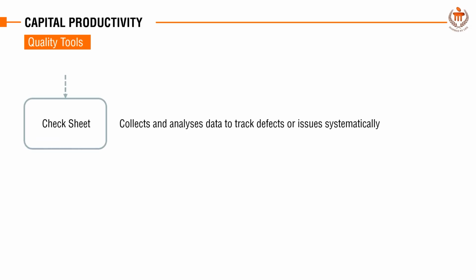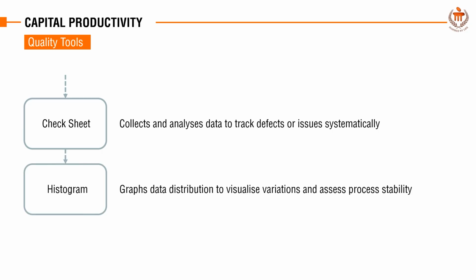Check sheet. A check sheet is a structured form for collecting and analyzing data, enabling teams to easily track defects or problems and gather insights for further analysis. Histogram. Histograms provide a graphical representation of the distribution of data, allowing teams to visualize variations and assess whether a process is stable and within control limits.